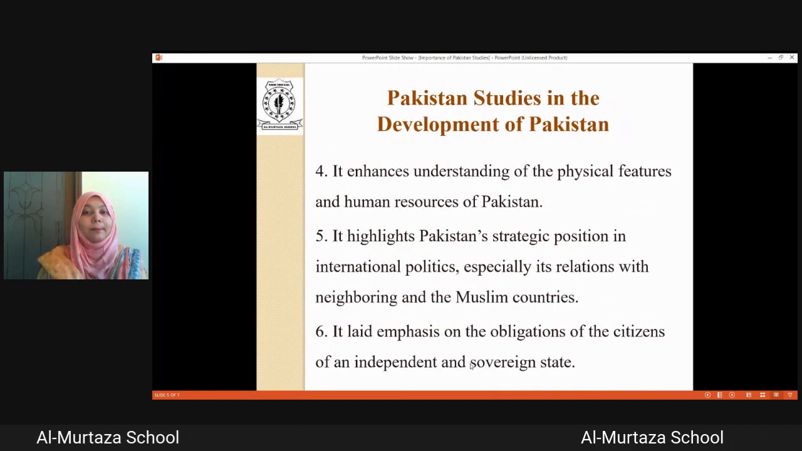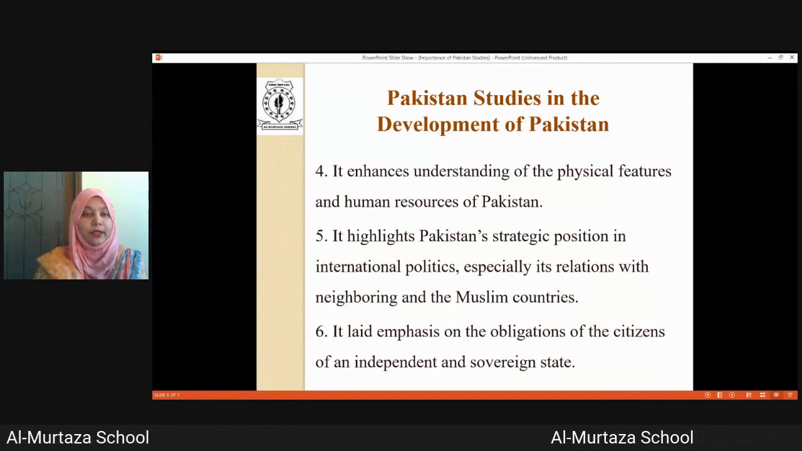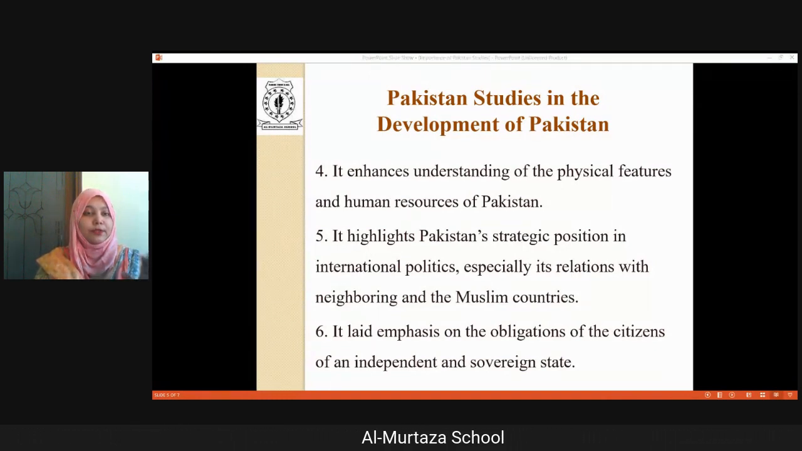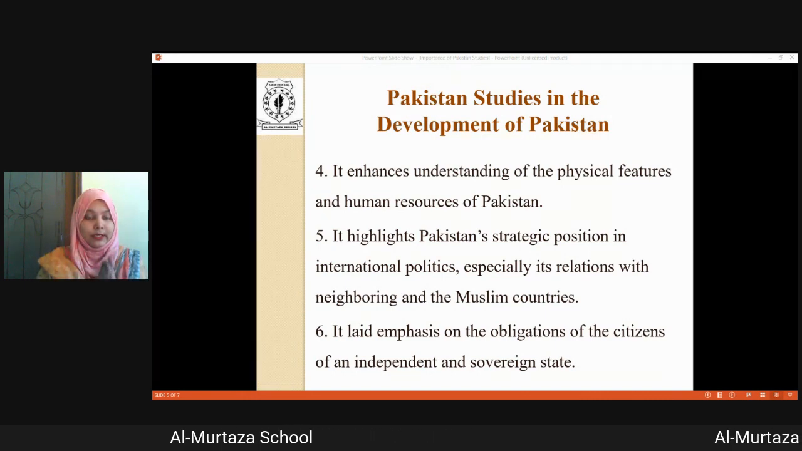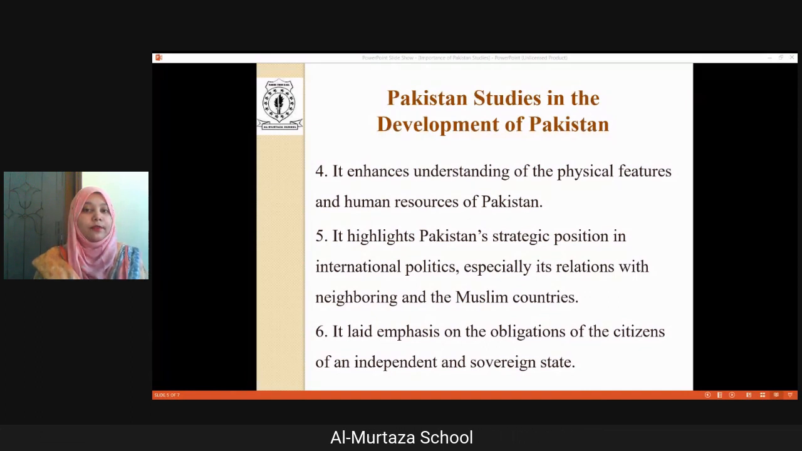All right. Pakistan studies in the development of Pakistan. The fourth phase. As I've mentioned before, here we are talking about the origin and development, so we are dividing things according to this criteria. The fourth point is that it enhances understanding of the physical features.